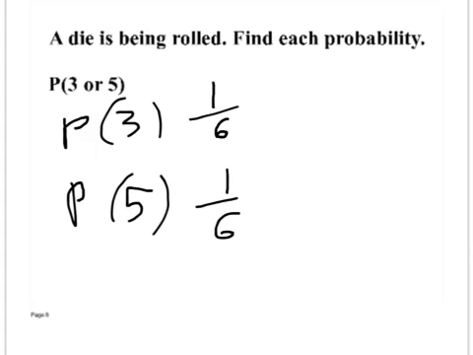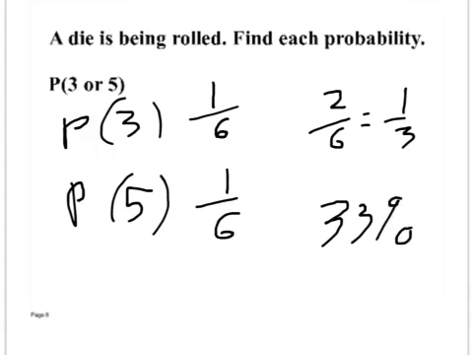These are like fractions, 6 and 6, so we just add the numerators. 1 plus 1 is 2, so 2 over 6, which equals 1/3. Right? If we find a percentage, it is a 33% chance. So it's a 33% chance that when Cameron rolls his dice, it'll be a 3 or a 5.